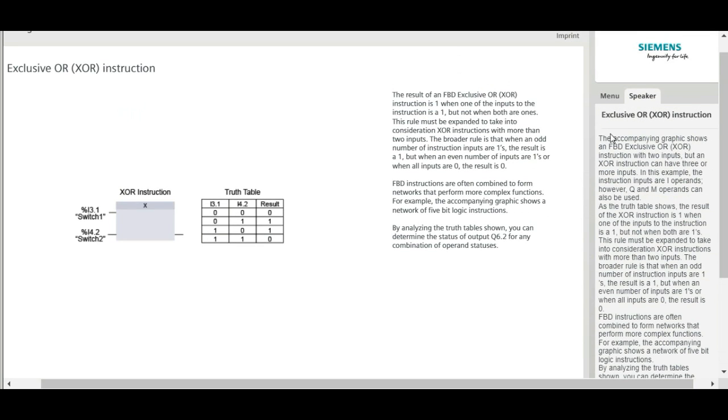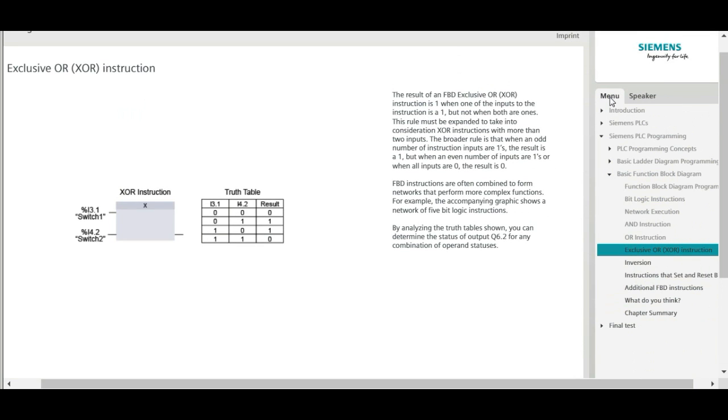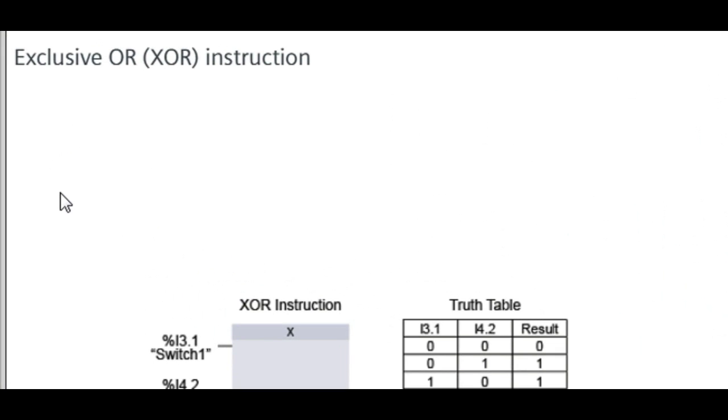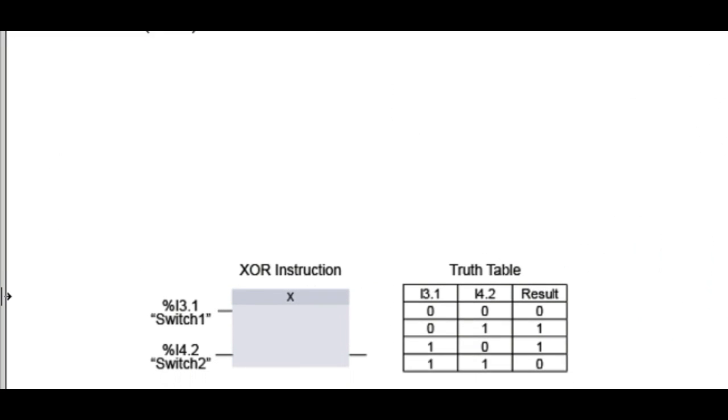The accompanying graphic shows an FBD exclusive OR instruction with 2 inputs, but an exclusive OR instruction can have 3 or more inputs. In this example, the instruction inputs are I operands. However, Q and M operands can also be used.